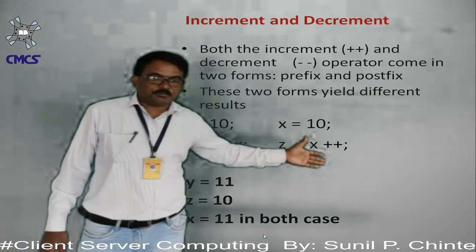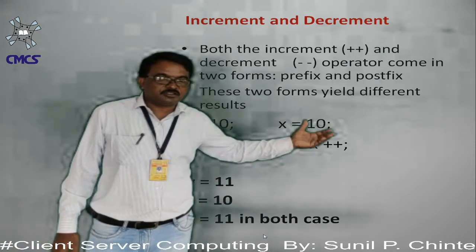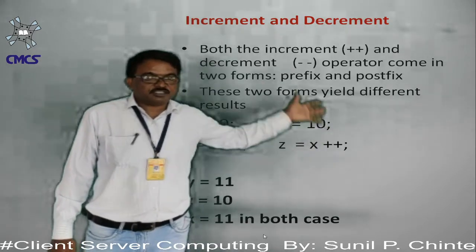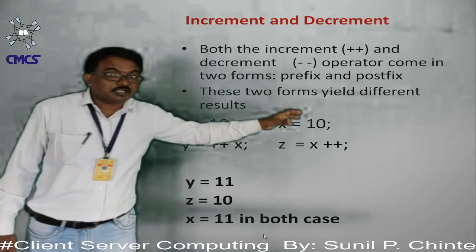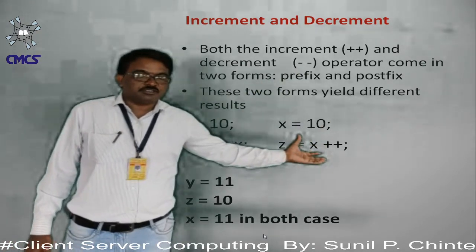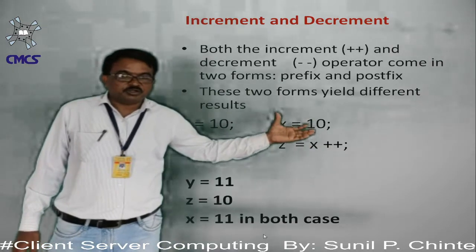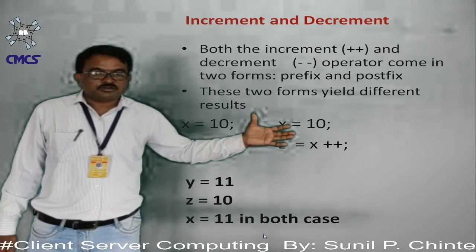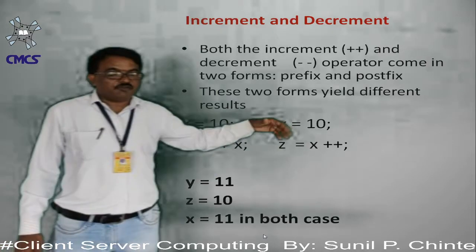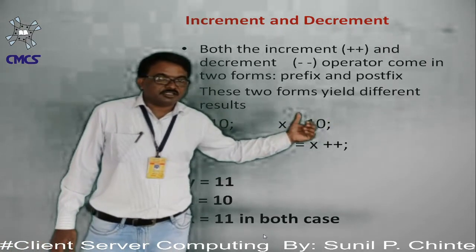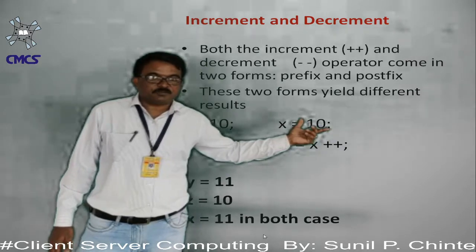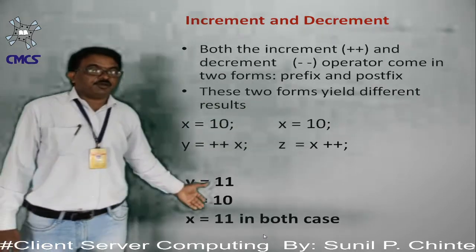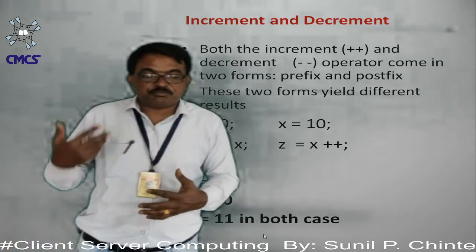Okay, in this example here we are using the postfix increment operator. It means first the value of x will be assigned to the variable z, then after that the value will be increased by 1. Here the value of x is 10, so 10 will be assigned to the variable z. So the value in z will be 10. After that the value of x will be increased by 1, that is now the value of x will become 11. Here we obtain the result of z as 10, but the value of x will be increased. This is the basic difference between the prefix and the postfix.